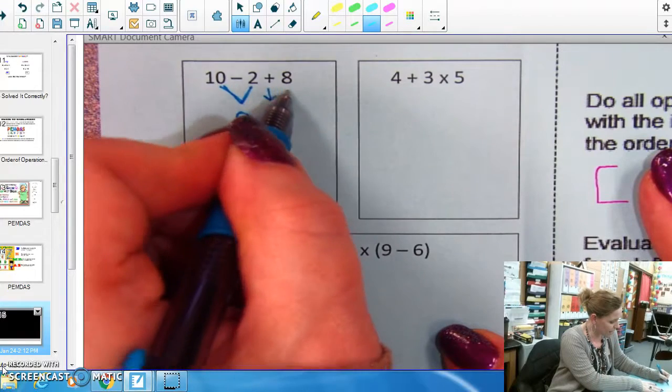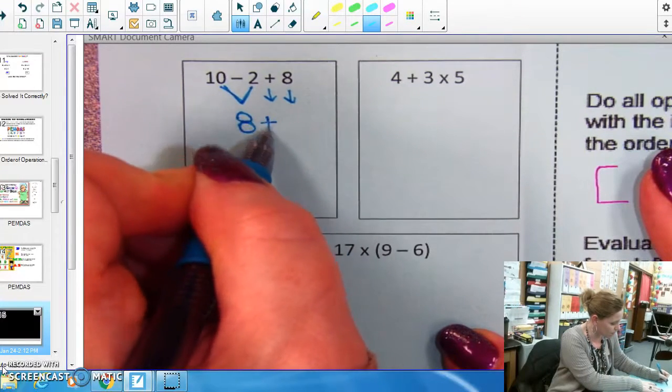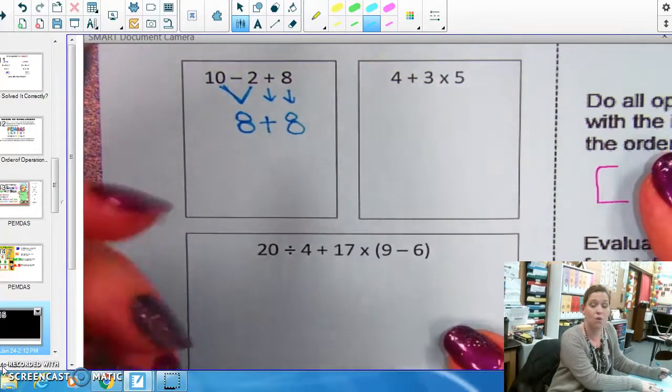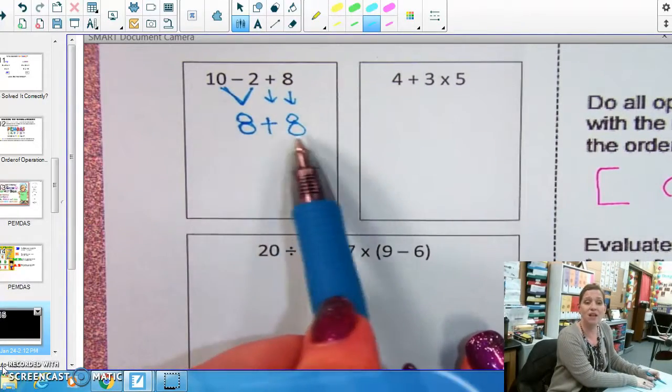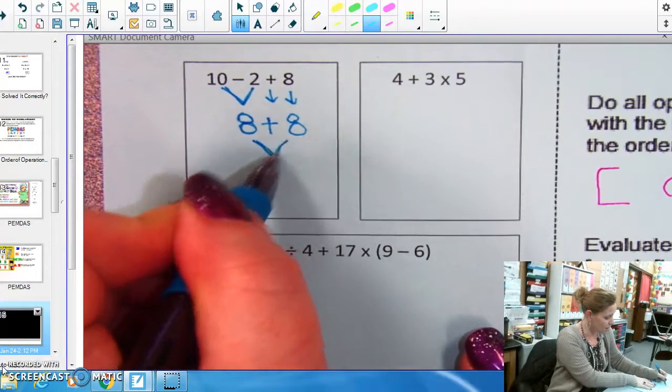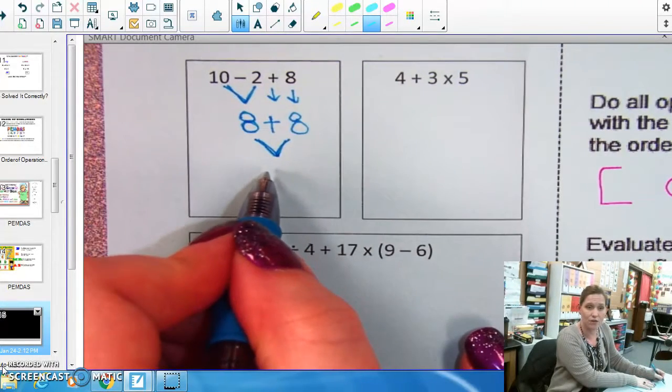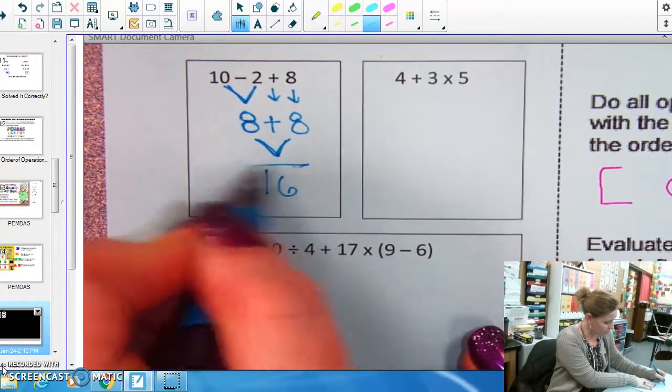And then I'm going to bring everything else down in the problem exactly where it's at. We don't want to make any mistakes. We don't want to write anything incorrectly. So then all that's left is an addition problem. I'm going to make another V showing you I'm simplifying it even further. And 8 plus 8 equals 16.